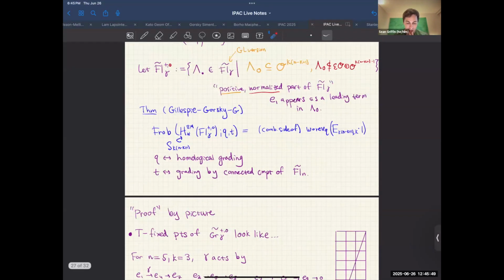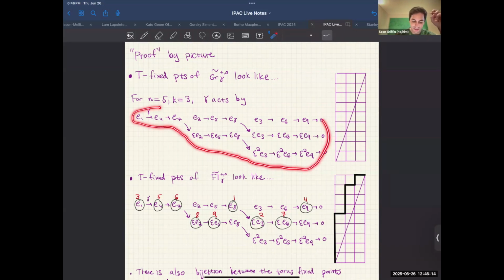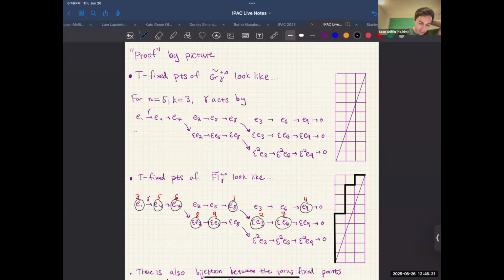Okay, so how do you match this up with the combinatorics? So I kind of already gave you an idea of what torus fixed points look like in these affine Grassmannians. But when you have this gamma operator, what does that mean in terms of the diagrams? So here I've only drawn the positive normalized part of the vector space. So there's other stuff down here like epsilon E1, epsilon E4, and so on, but we don't need any of that information for the diagram. And I've drawn arrows here to represent the action of gamma on these vectors.